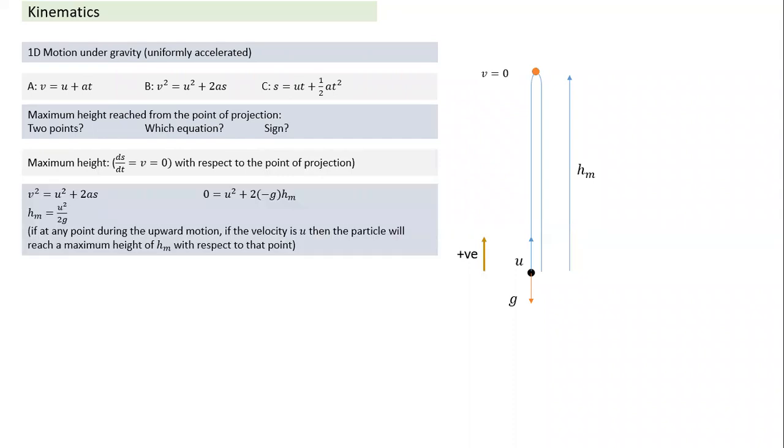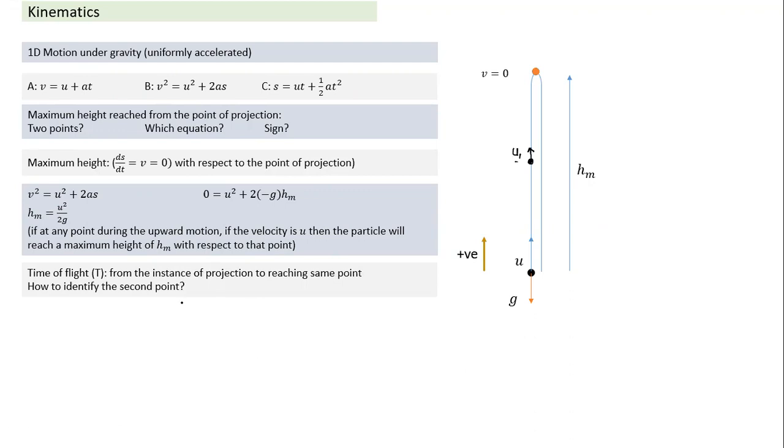Not only that, another thing you need to understand here: during this travel, suppose it is here, and at this point the upward velocity is u1. From here, what is the maximum height it will reach? At any particular point of motion, if the velocity is upward u1, from that point it will reach a maximum height of u1 square by 2g. It is valid for any particular point of motion, but in that case I'll calculate the height from this point. So this is a point you have to keep in mind: if velocity is u, then the particle reaches a maximum height hm with respect to that point.